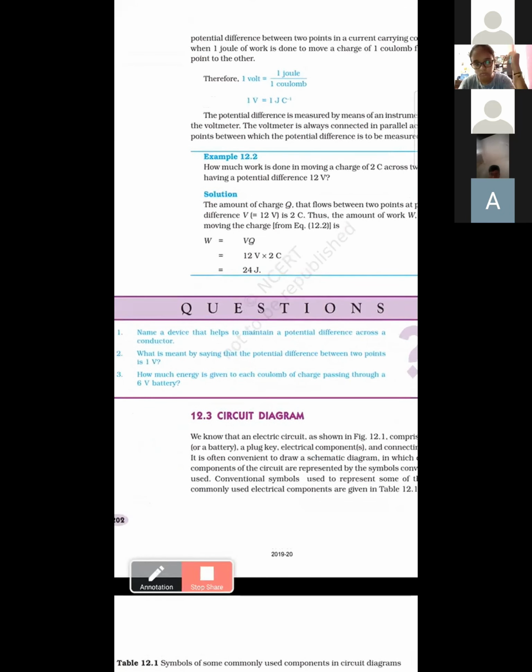One joule of work is done in carrying a charge of 1 unit. If anyone wants the ebook, I'll share the link. Yes, ma'am, I want. I'll just screen share. Can you just stop screenshotting the device? Who's doing that? Don't do this. Ma'am, voltmeter is not the correct answer.